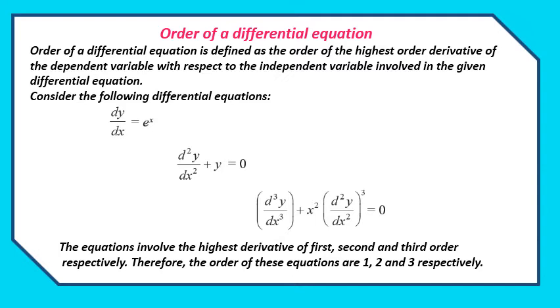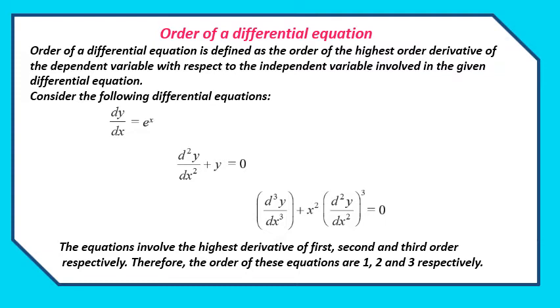Second, we have d²y/dx² + y = 0. So we have derivative up to power 2, double derivative. So it is called a differential equation of order 2. Coming to third one, we have d³y/dx³ + x²(d²y/dx²)³ = 0. Here the highest order, the level up to which we have differentiated, is 3. So the d³y/dx³. So the order of the given differential equation will be 3.